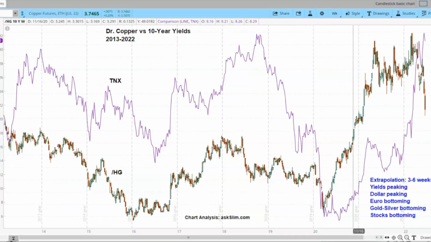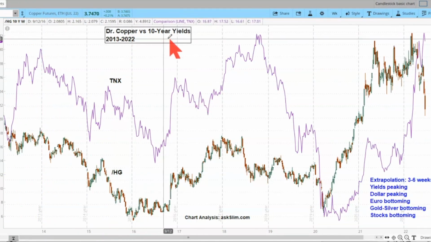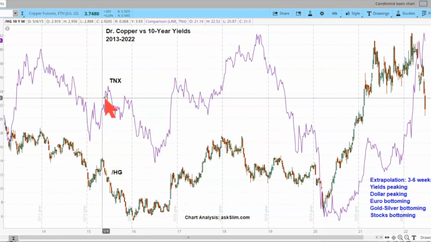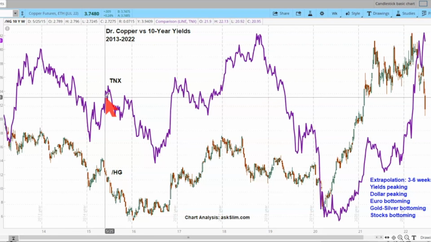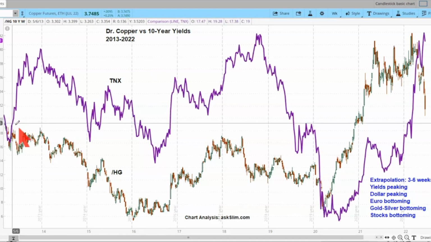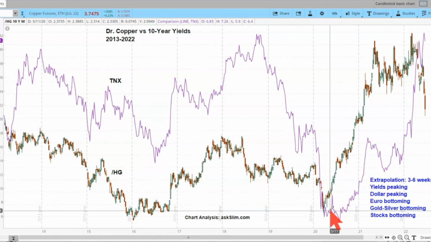We'll take a look at this chart. This is a comparative chart going back over nine years, looking at Dr. Copper versus the 10-year yields. This is TNX, the 10-year yields I'm highlighting right in here, as you can see, and this is copper on the bottom right here. Look at the way these trace each other almost perfectly in here.